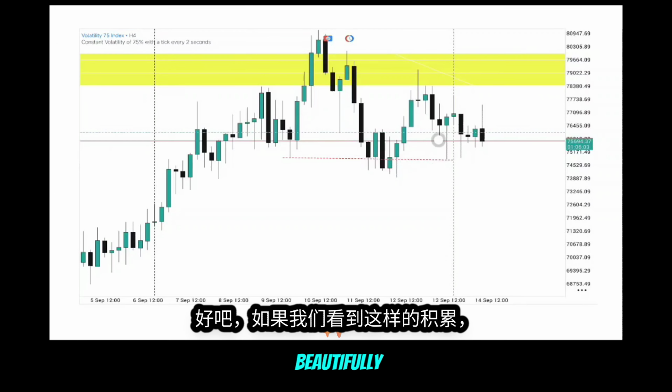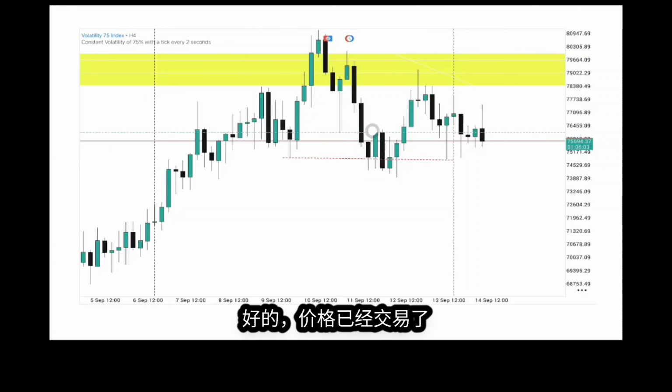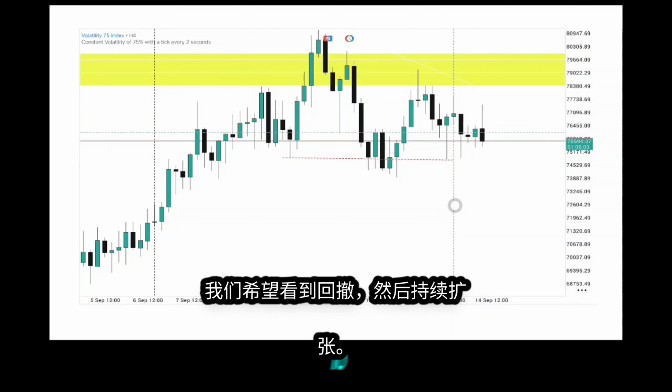So beautifully, if we see an accumulation like this, price has broken a structure, and we have an accumulation. When price reverses, this swing that you have in here is often the manipulation leg. So we have price moving in this way, we have an accumulation, and then we want to see an expansion. We want to see a retracement and then a continuous expansion.